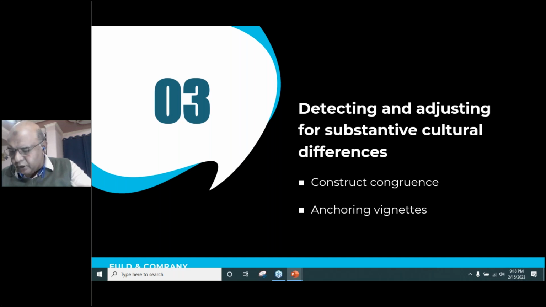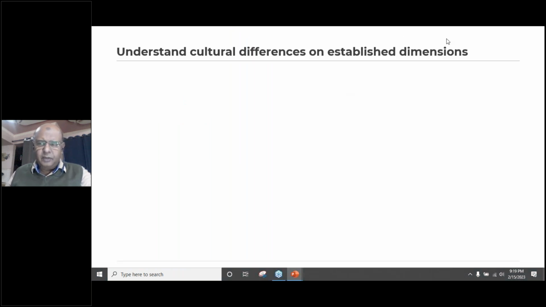Our framework for dealing with that is: prepare for it, detect it, once the data comes in, and deal with it if it is found to be present and significantly influencing results. We'll first look at substantive bias, and here we look at two ideas: construct congruence and anchoring vignettes. Anchoring vignettes is a technique. Construct congruence is an idea that would require some techniques for dealing with it.